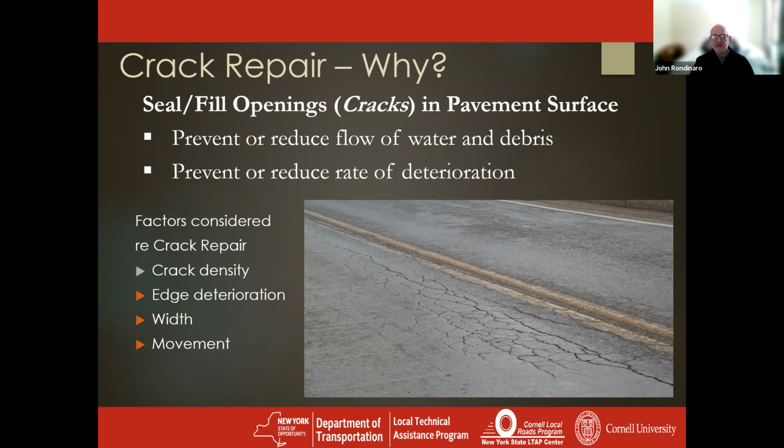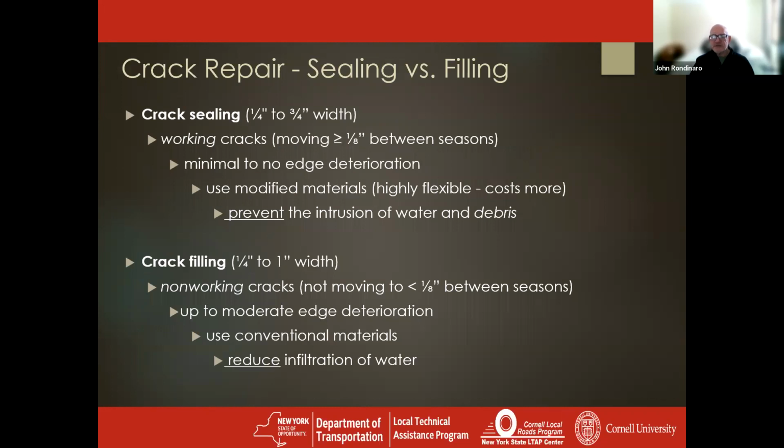And this is key. You've got two different techniques that you can utilize, sealing versus filling. Sealing you use to attack working cracks, and that's cracks that are moving greater than 1/8 of an inch between seasons. In summertime, those cracks are nice and tight. You might not even be able to see them. They're almost like a hairline crack. But as the temperature starts to drop, that crack is going to start to widen out. In the deep of winter, those cracks are wide open. If that width has increased more than 1/8 of an inch between the seasons, you've got a moving crack.